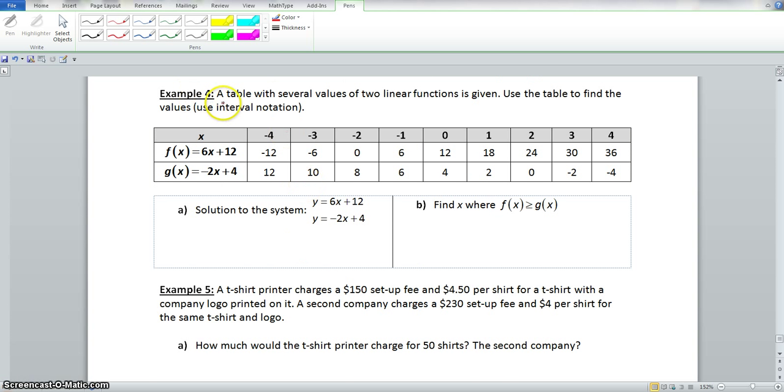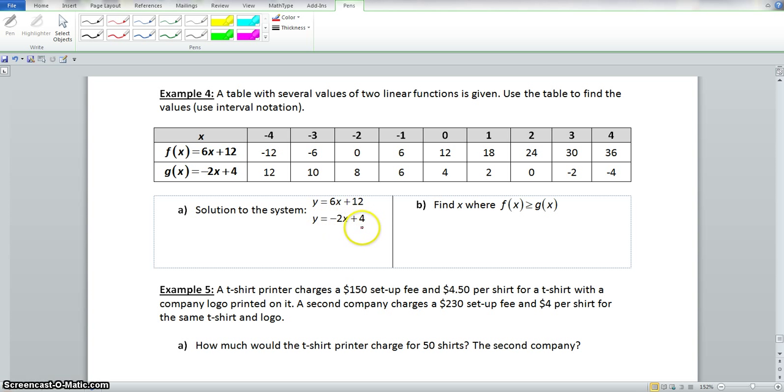Now we start on example 4. It says a table with several values of two linear functions is given. Use the table to find the values. Use interval notation. Now, we have this table here. We have f of x is equal to 6x plus 12, and g of x is equal to -2x plus 4. Now we have A here. It says solution to the system. Now we have y. We know this y represents f of x, and this y represents g of x. So we have y is equal to 6x plus 12, and y is equal to -2x plus 4.